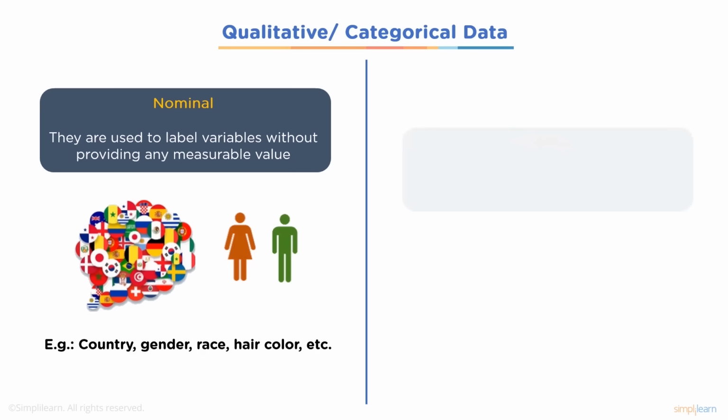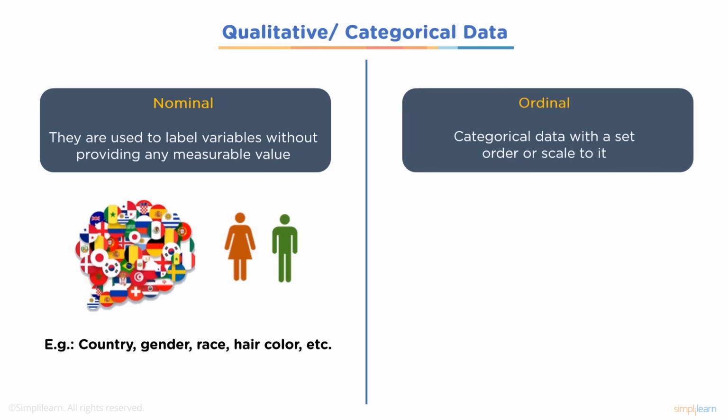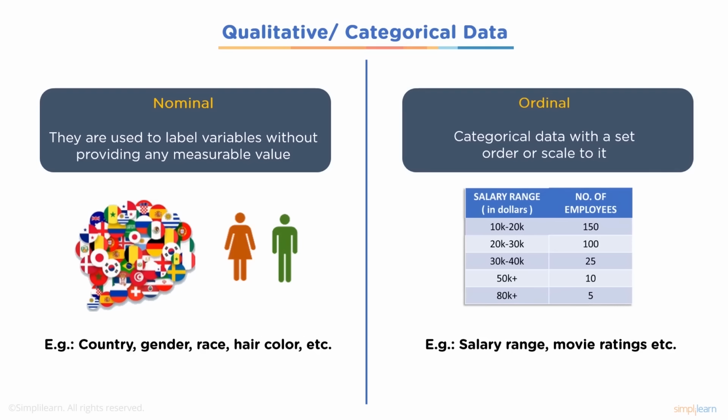And we look at ordinal. This is categorical data with a set order or a scale to it. You can think of salary range as a great one. Movie ratings, etc. You can see here the salary range: if you have 10,000 to 20,000, the number of employees earning that rate is 150. 20,000 to 30,000, 100, and so forth.